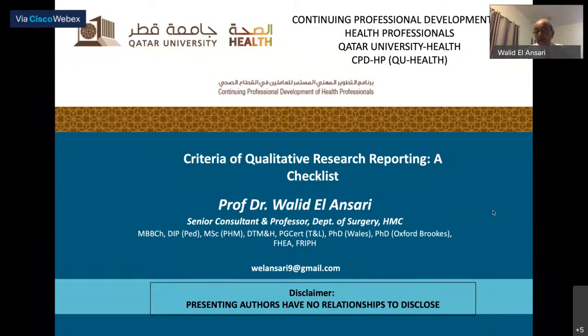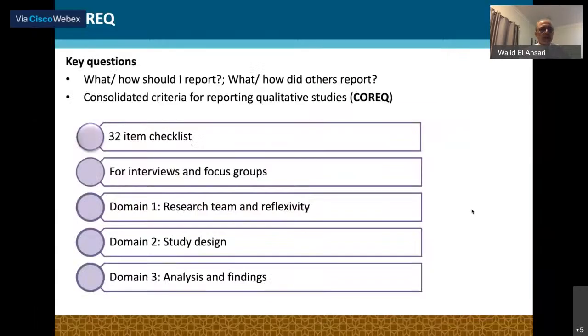I love qualitative methods. I use them frequently, either on their own or together with quantitative methods. What we'll be looking at today is the criteria we use when we read qualitative research articles. So we come to key questions of what or how should I report, and in the same manner, what did others report in the qualitative research article that I'm reading.